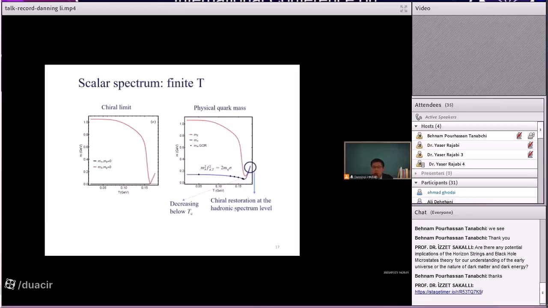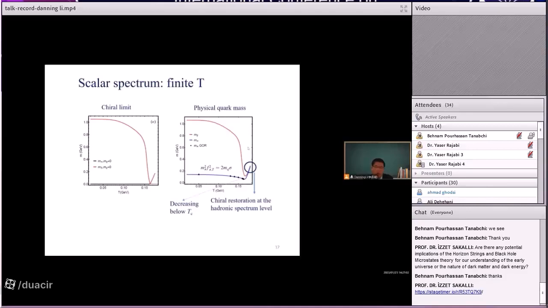And also we can see that above the transition temperature, the scalar and the pseudo-scalar merge together and show the chiral restoration at the hadronic spectrum level. So all these studies show that the soft-wall model can give a very good description of the chiral phase transition and hadronic physics, and their relations.